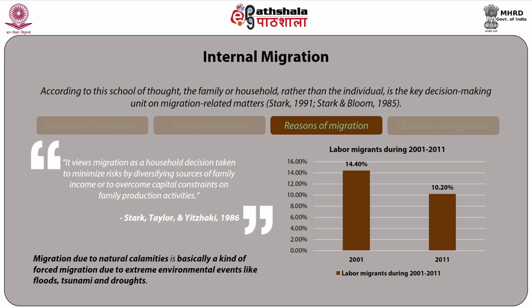According to Census 2011, only 10.2% people were labor migrant during the decade of 2001 to 2011, which shows the declining migrant trend from the earlier census of 2001, when this percentage was very high as 14.4%. Migration due to natural calamities is basically a kind of forced migration due to extreme environmental events like floods, tsunami, and droughts.